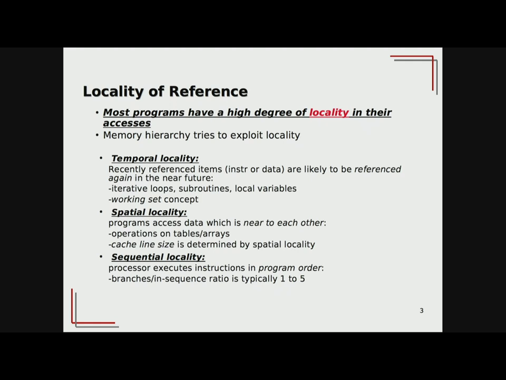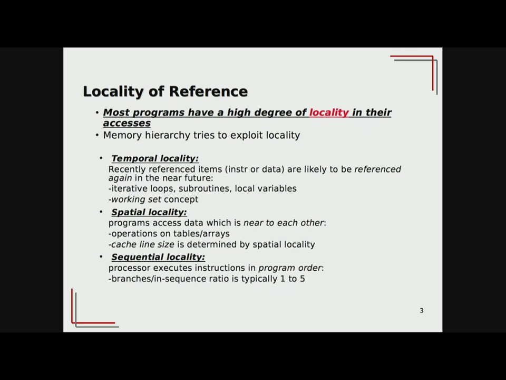Especially for matrix and array and so on. So programs access data which is near to each other. And these are all the operations on table arrays. And here the concept is about cache line size, okay? Because the cache line size is actually determined by the spatial locality. So I can read the cache line, and then I fill in the data. And as we saw before, if I store all the data in my cache line, and if I'm using the data one after the other, I can stay in cache. And this is actually why I can speed up my code this way, okay?